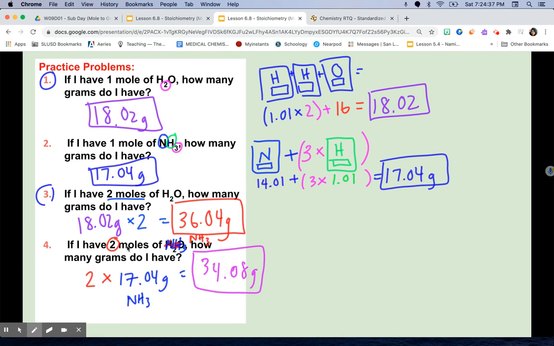In question number 4, if you have 2 moles of NH3, so if I have 2 moles instead of just 1 mole, how many grams will I have? Well, it's just 2 times however much the molar mass, or 1 mole of NH3, weighs. So 2 times 17.04 grams will give you 34.08 grams.